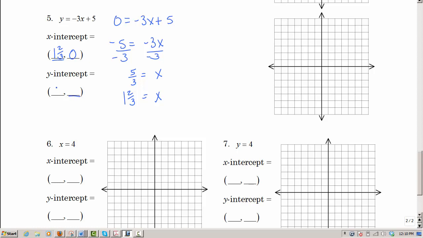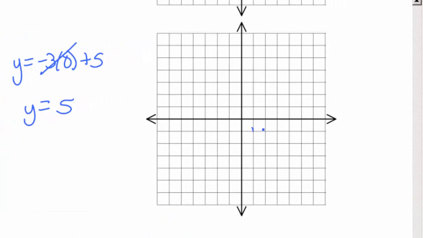So I want to find y, so you let x equal to 0. And again, that's the easy one, especially when it's solved for y. So x is 1 and 2/3. So if this is 1 and that's 2, so it's 1 and 2/3, really close to 2. Then our y-intercept is at positive 5, 1, 2, 3, 4, 5.